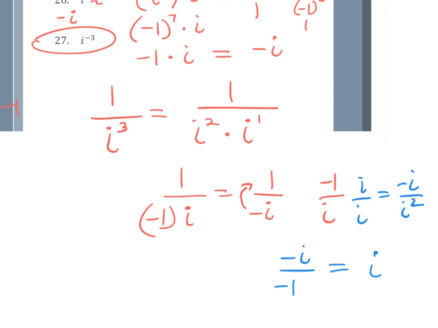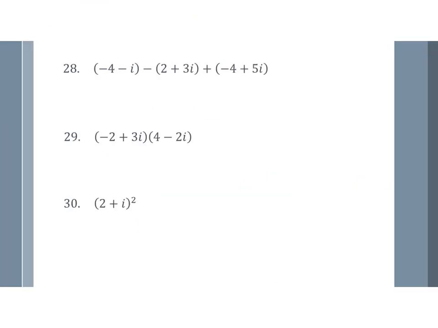So let me try another one. Now we're back to just practicing some other things, the same stuff we did. Let me distribute. So this becomes -4 minus i minus 2 minus 3i minus 4 plus 5i. All I did was distribute that subtraction sign and then drop the parentheses.